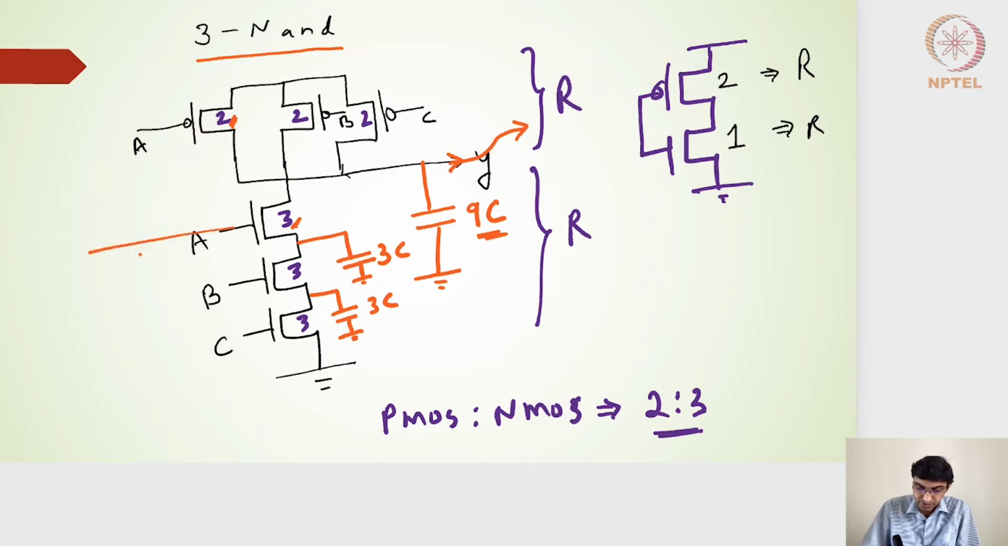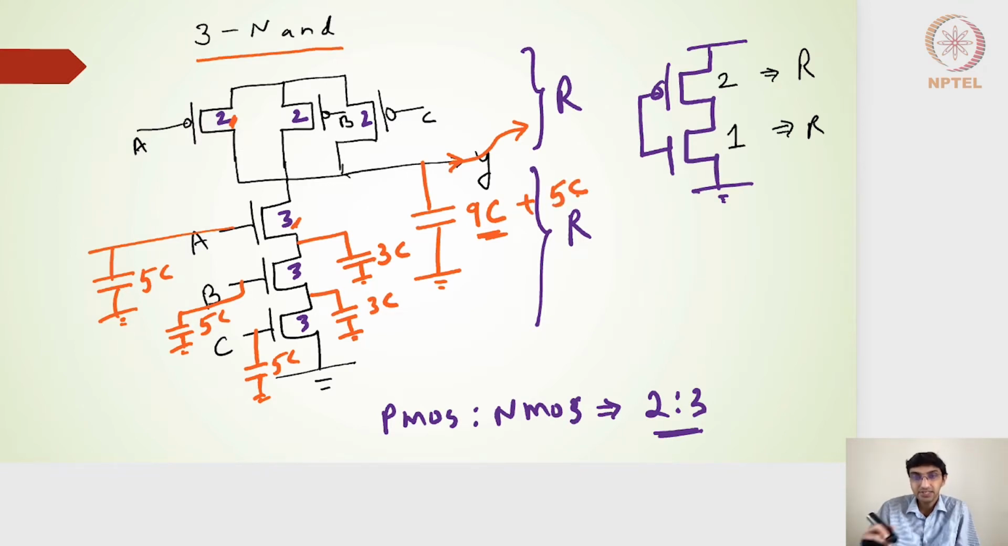So each of these inputs sees a capacitance of 5C. The B input also sees a capacitance of 5C, and C also sees 5C. If I connect this output to the next stage three input NAND gate, I should consider an additional 5C capacitance in the load capacitance for the first stage. Hope this is clear.